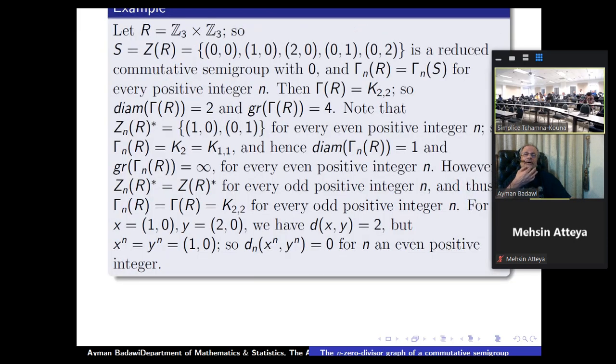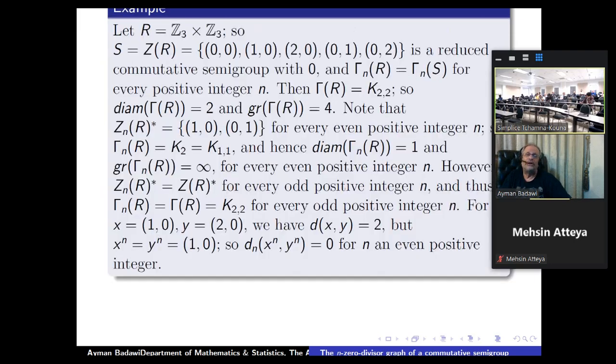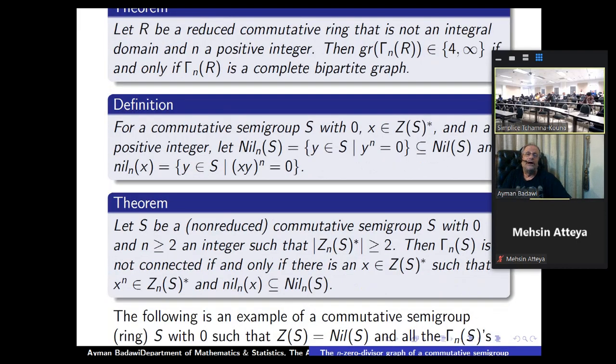Okay. So let me tell you about the girth for reduced commutative ring. Remember that the girth is the shortest cycle in the graph. If the girth of the classical zero-divisor graph is 3, then the girth stays 3. You see, number 3 is kind of an interesting number. Nothing changes. It will change in the case of 1 and 2 and 4 and so on. Okay, I will end up with some references.